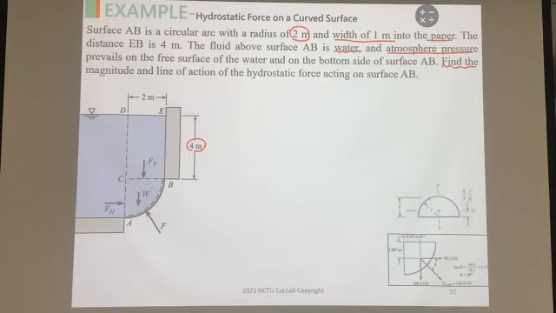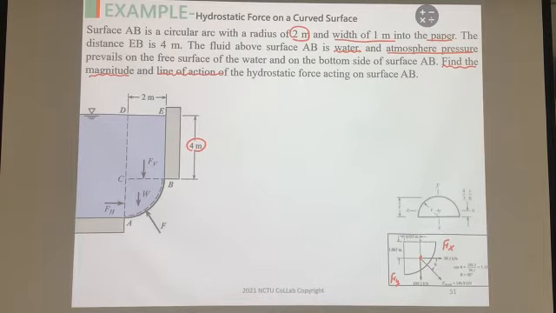The question is, what is the magnitude and what is the location of the hydrostatic force? I already put the answer at the bottom. For these questions, we need to find the force along the x-axis direction and the force along the y direction, and then we need to point out the location points for Fx and Fy.